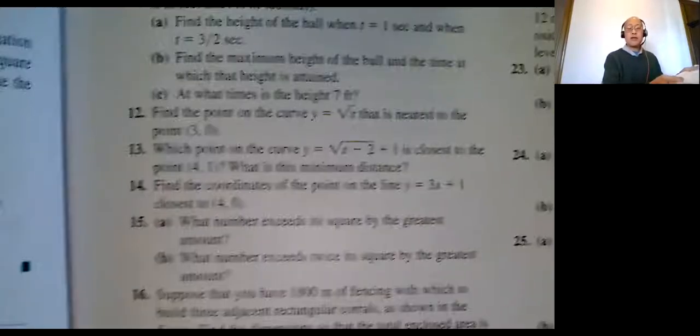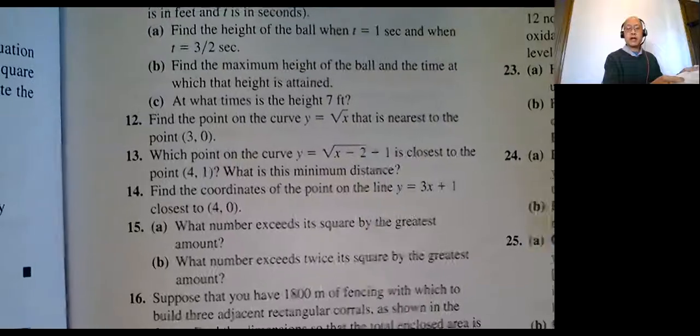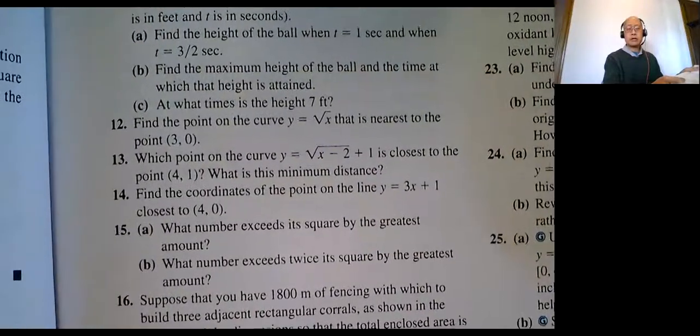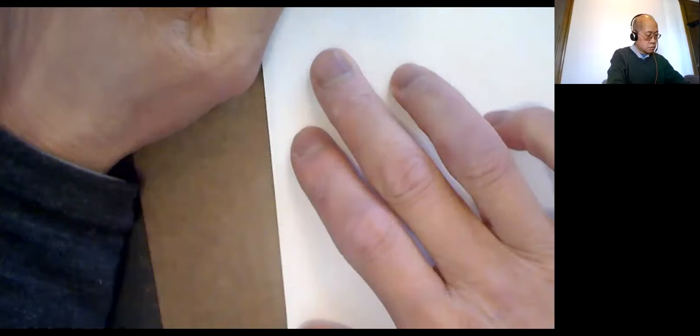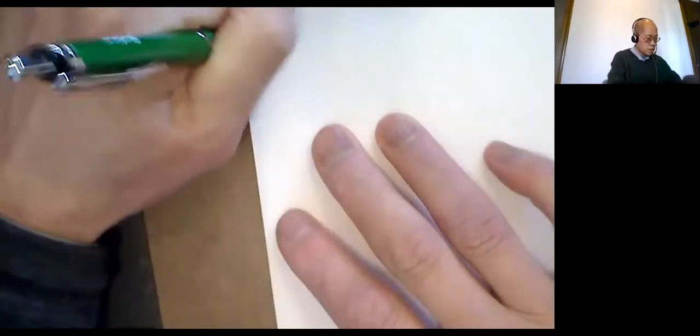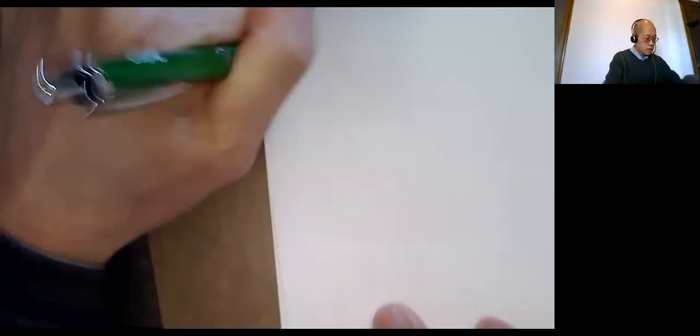Okay, 12. Find a point on the curve y equals square root of x that is nearest to the point 3, 0. Okay, so y equals square root of x nearest to 3, 0. So how do we do that? Okay, today is the 17th. Page 267. Okay, y equals square root of x nearest 3, 0.